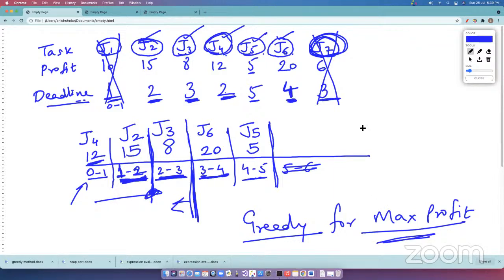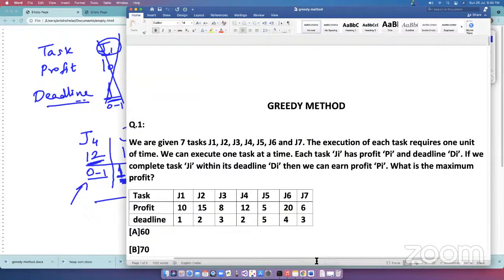The maximum profit that we will get is the addition of all these profits, which is 12 plus 15 plus 8 plus 20 plus 5. Isn't it so? So this will be 20, 20 plus 20, 40, 40 plus 20, it will be 60. So there has to be an option as 60 and A is the answer.